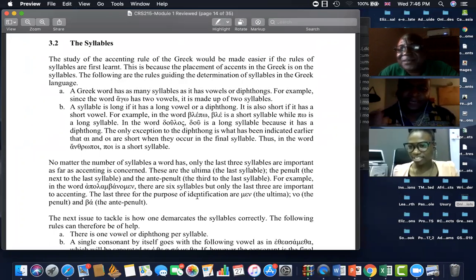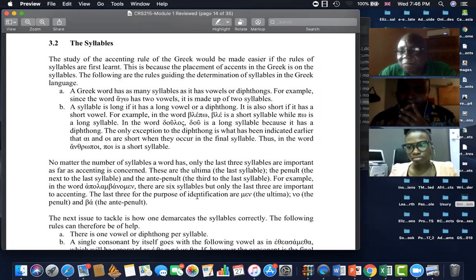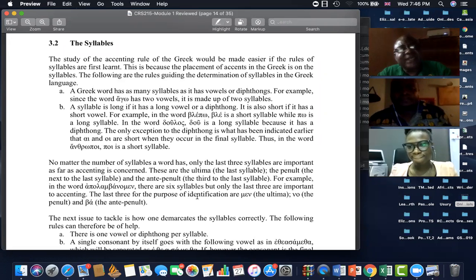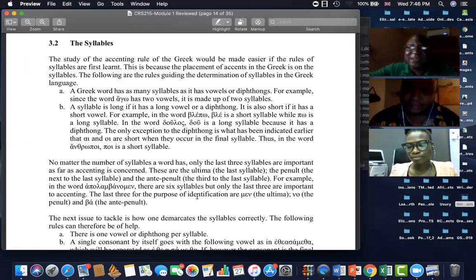Yes, sir. My question is about breathing marks and accents. How can we distinguish them? Most of the time, you don't read the accents, but you have to know where they are if you are writing. When we study the accent in detail, we will cover it. Next class, if you read the syllables, because you have to understand the syllables before we talk about the rules of the accent, because accents are placed on syllables. Are you getting it? Yes.